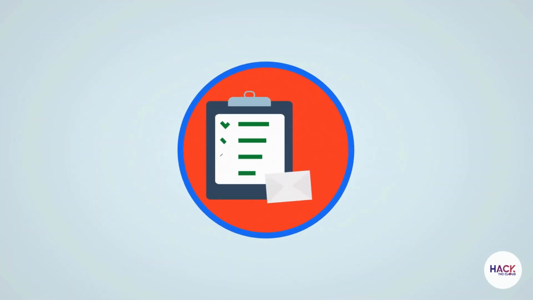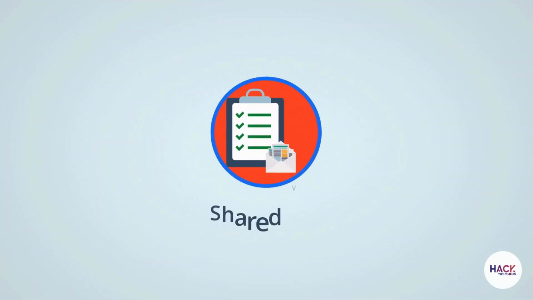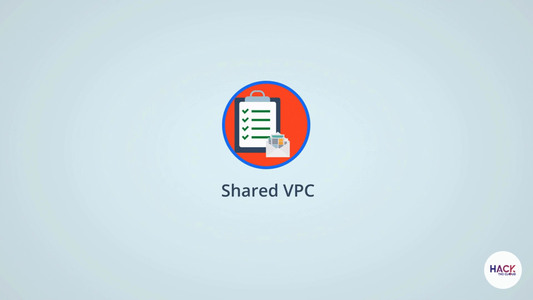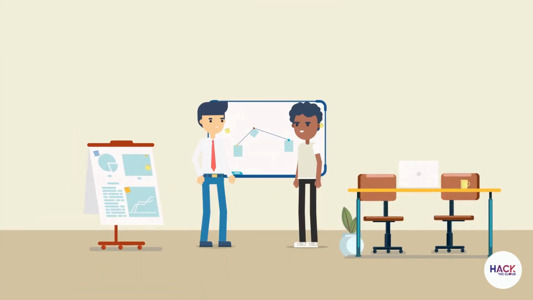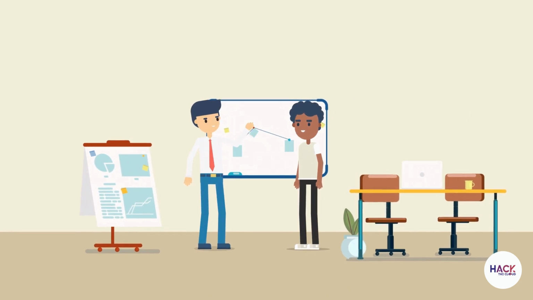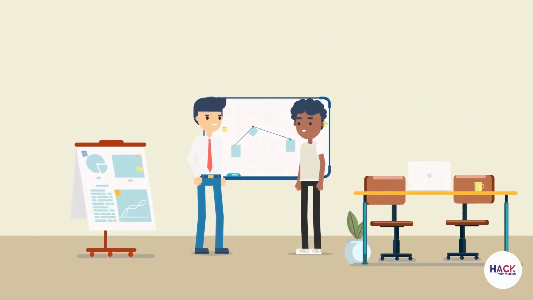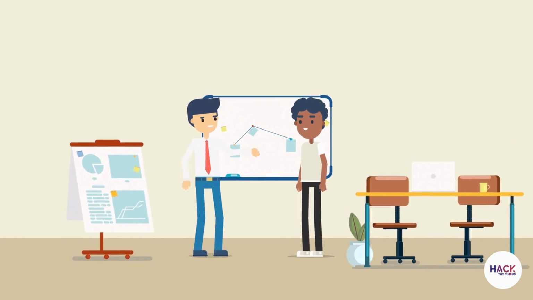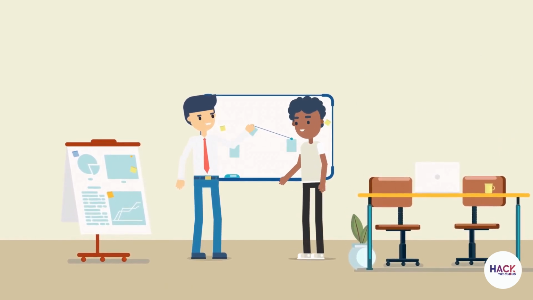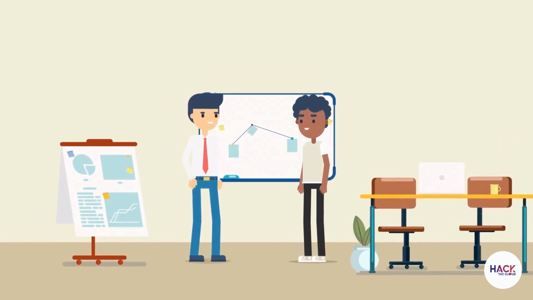Part 1. Shared VPC, the family plan for networks. First up, Shared VPC. This is the family plan of networking. Imagine you have a big organization with multiple departments, each with their own VPCs, doing their own thing. But they all belong to the same family, right? So instead of paying separate bills, they all share one big network infrastructure.